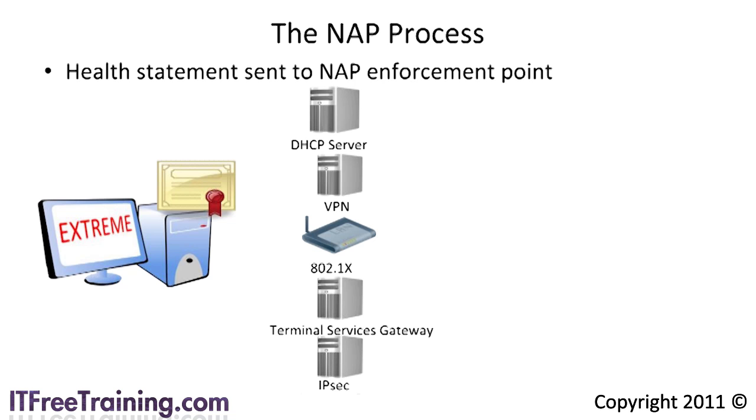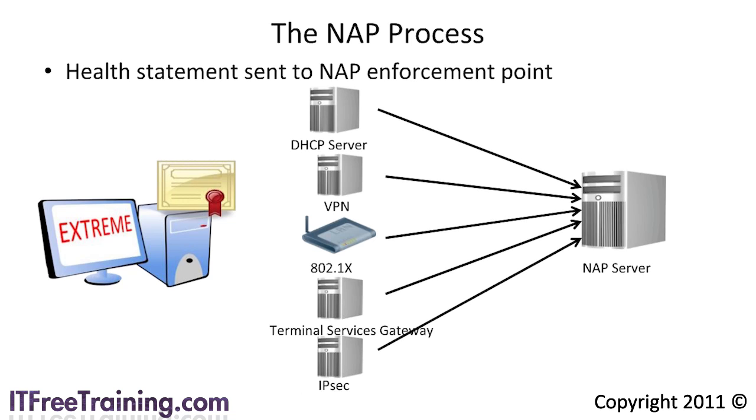When a NAP enforcement point receives a health statement from a client, the statement is forwarded onto your NAP server. The NAP server can then determine if the health statement is valid and returns an approve or deny response back to the enforcement point. This works well to stop a computer from accessing the network, but stopping it accessing the network will also stop it from getting any updates and stop it from being compliant.